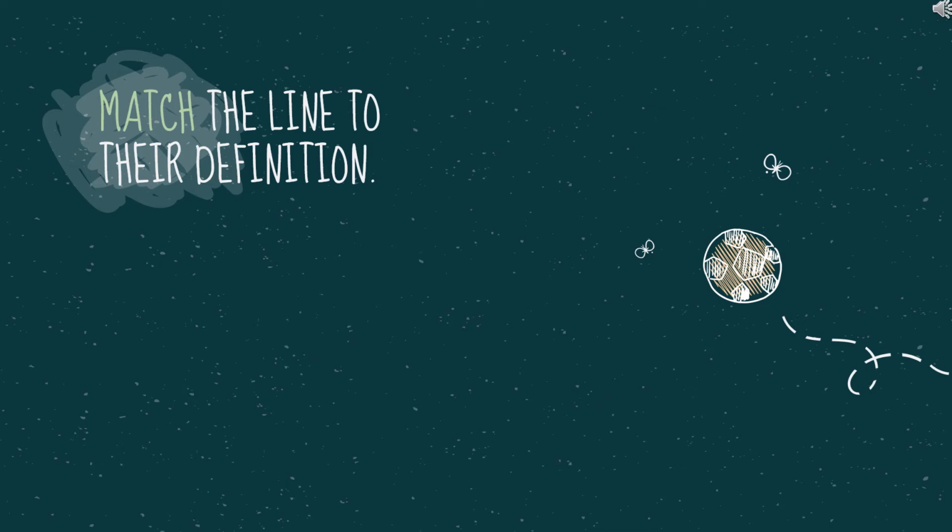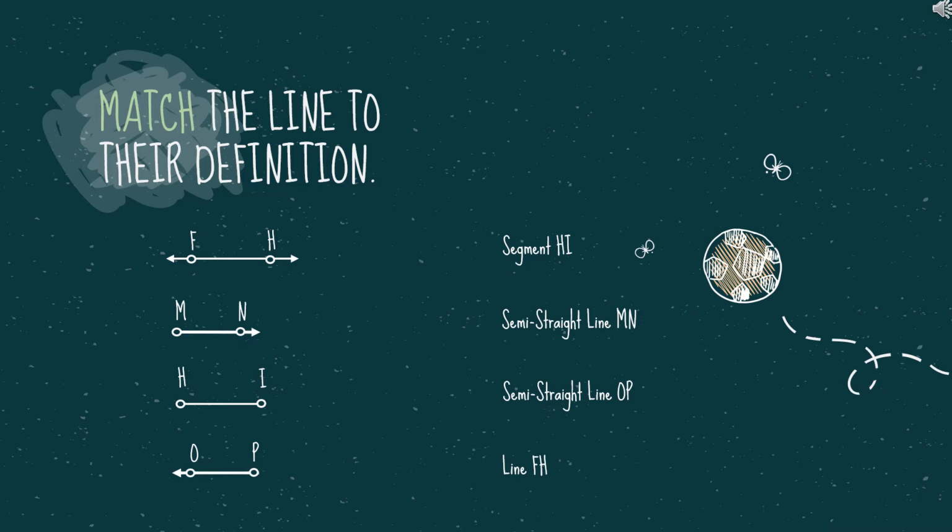Match the line to their definition. Remember grade 3, look out for how many arrows there are and how many points there are. So for the first one, you need to draw a straight line joining it to the definition, line FH. Can you see how it has two arrows on it, one on either side? This means it is a line that goes on forever in both directions.